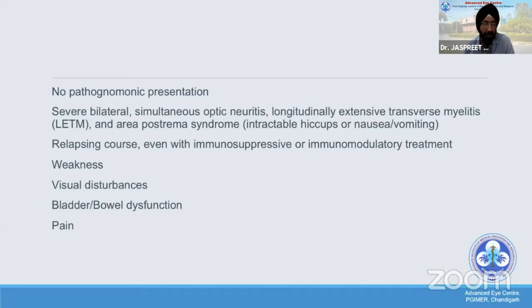Usually I say it could be a severe visual loss. It could be bilateral, simultaneous optic neuritis. When you have spinal cord involvement, it is longitudinally extensive transverse myelitis, or you could have intractable hiccups, nausea, and vomiting, which is the typical area postrema syndrome. If you have these symptoms, you could probably narrow down your diagnosis to an NMOSD. Relapsing course, yes, the MOG positive patients do have a relapsing course, sometimes even with immunosuppressive or immunomodulatory treatment. The weakness is because of central nervous system involvement, the spine involvement, and the bladder bowel dysfunction and pain are because of the CNS involvement.